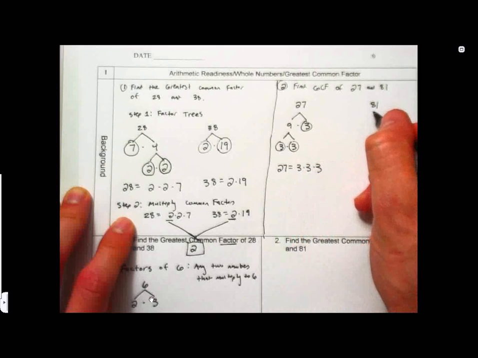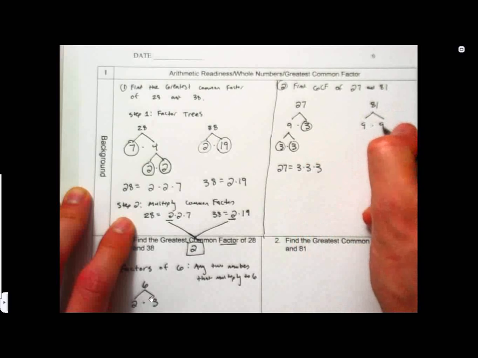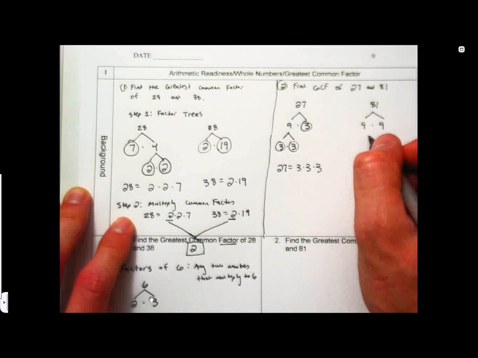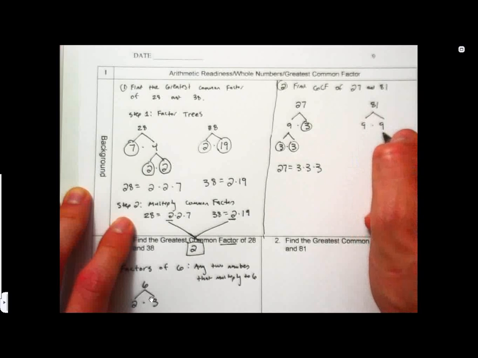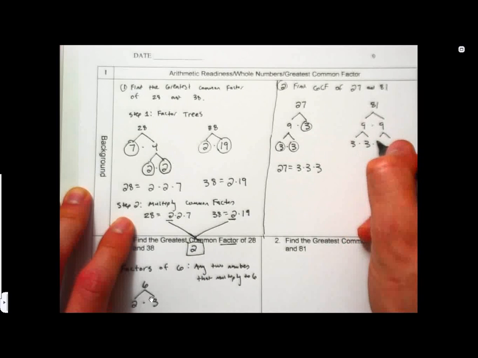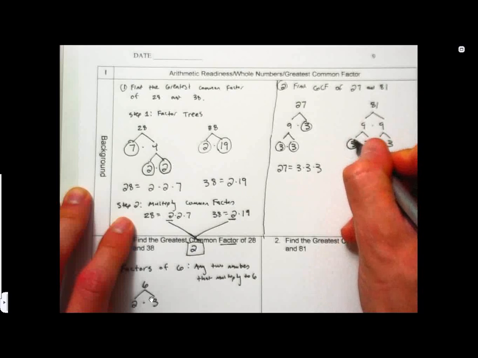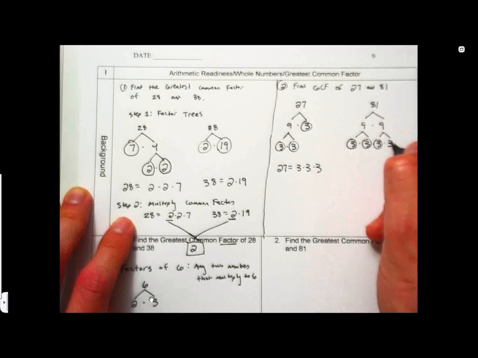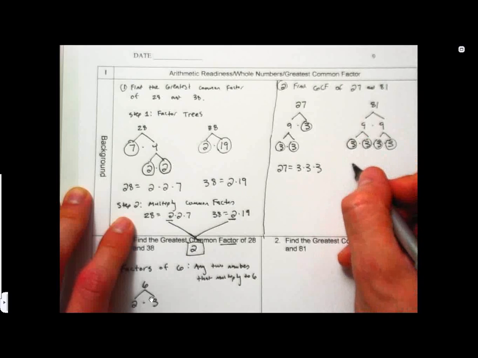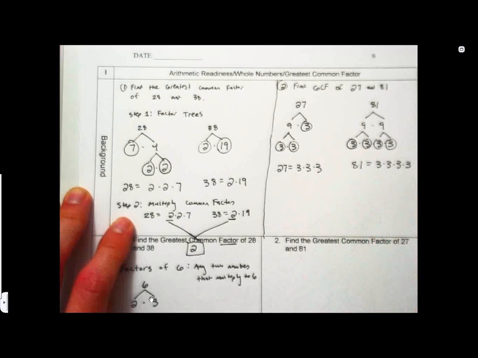If we look at 81, well, I can break that down into 9 times 9. There are several ways to break down 81. This is one of them. We could have also used 27 times 3. Regardless of which pathway you use, you should get the same final prime factorization. So I'm circling what we can't break down further, and it looks to me like 81 can be broken down to 3 times 3 times 3 times 3, 4 3's.